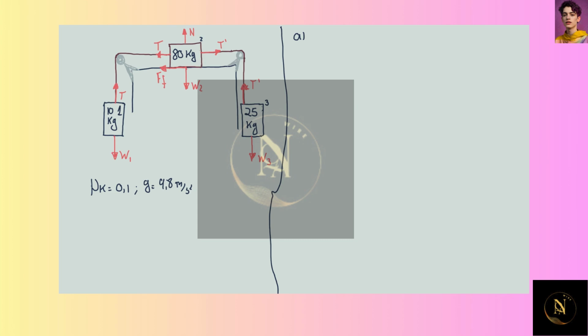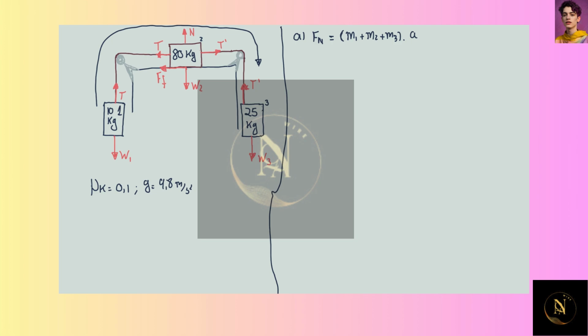Let me choose my reference frame as being this reference frame. In this reference frame, I will consider the whole system. Therefore, the net force acting on the whole system is given by the mass of the whole system, which is m1 plus m2 plus m3, times the acceleration of the whole system.